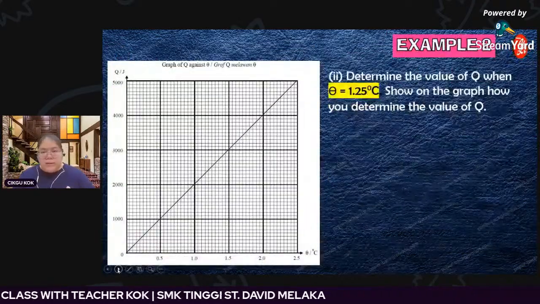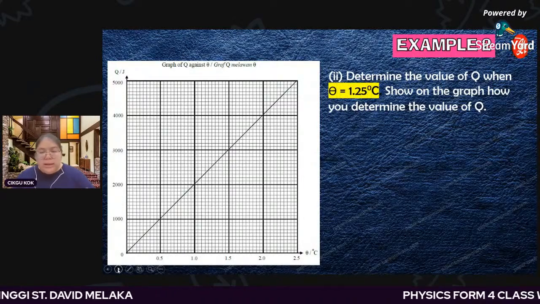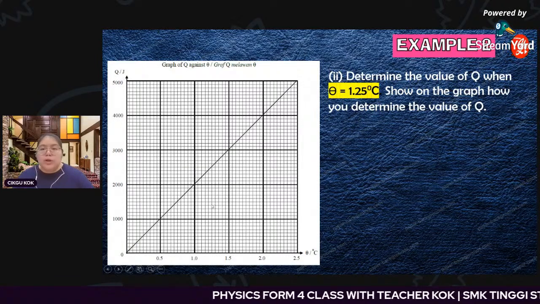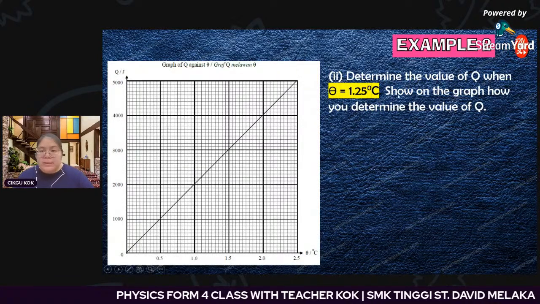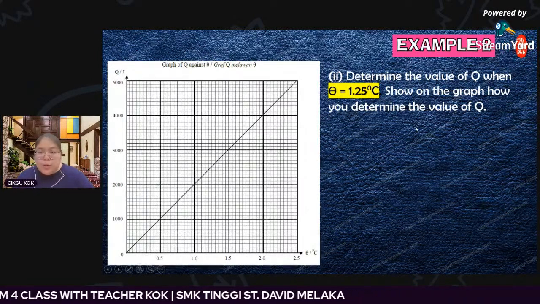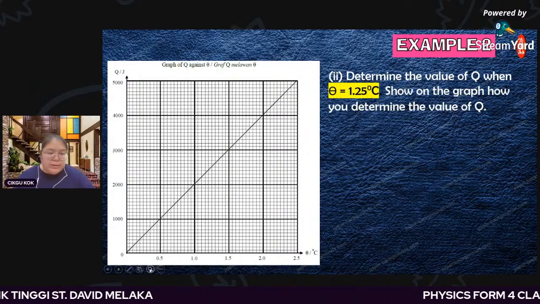Okay, next question. Determine the value of the Q when the theta is 1.25 degrees Celsius. So that means you need to show on the graph. Can you see the words show on the graph? You cannot straightforward give me the answer. You need to show. Okay, that means you draw inside the graph. Okay, now I let you focus on the line.